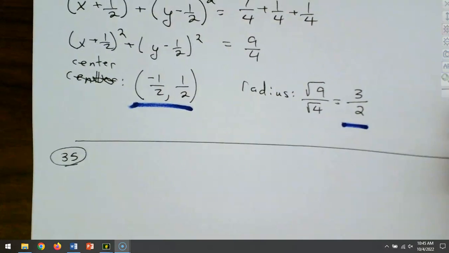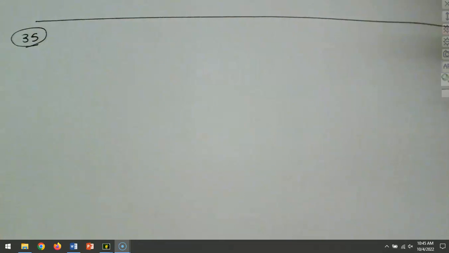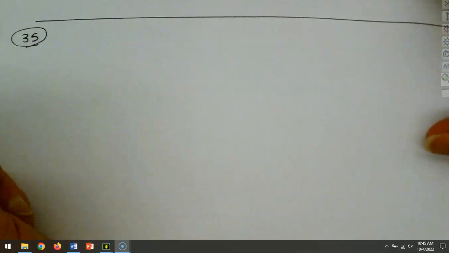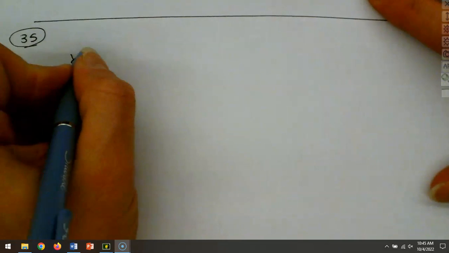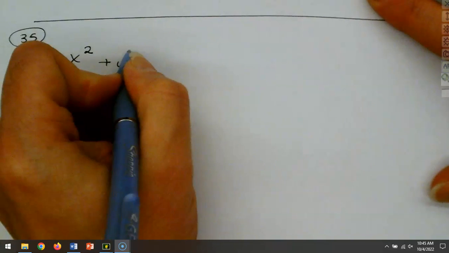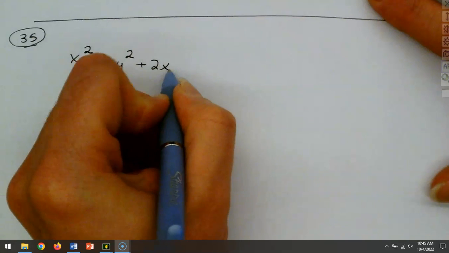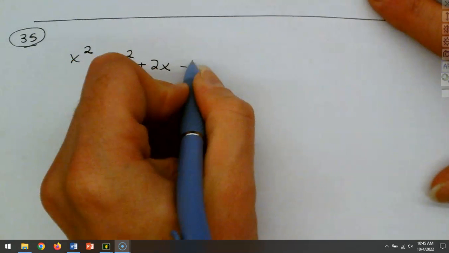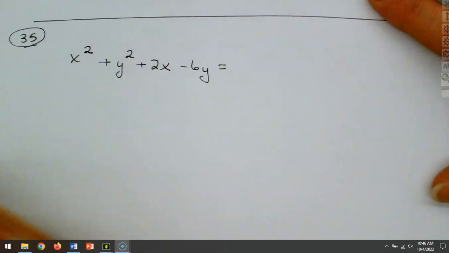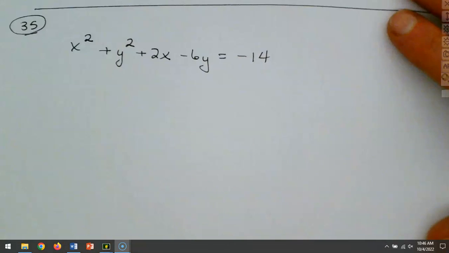So question 35. I'm going to go ahead and begin by moving that 14 over. So that 14 is going to get moved over. I just don't want to have to write it and write it again. So always make sure that the x's and the y's are on the left. Everything else is to the right. So that's what we've got.